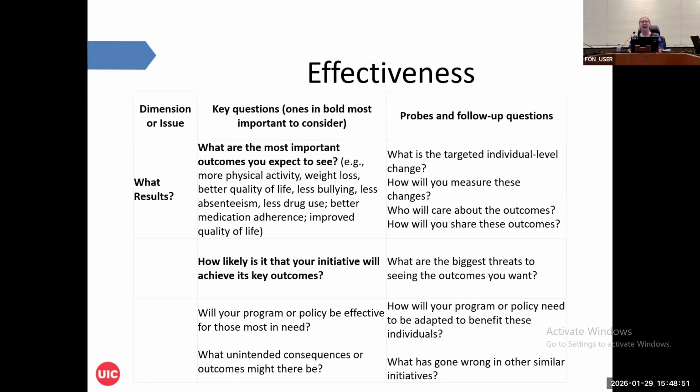So for hospitals, think about what outcomes they care about. It may be patient satisfaction. It may be falls. Think about that a little bit more. And how will you share these outcomes? And how likely is it that your initiative will achieve these key outcomes? These are some of the things to think about in terms of effectiveness.